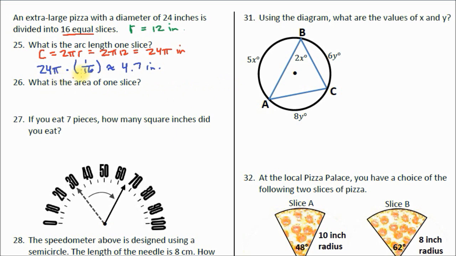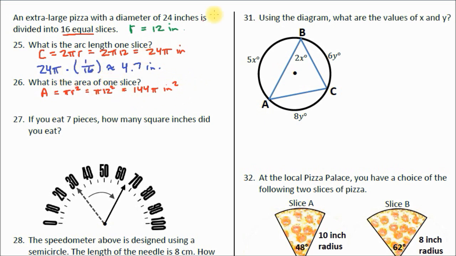Well, area, we have to find the area of the whole pizza first. So let's find the area of the whole pizza. Area is going to be pi r squared, which is pi 12 squared. 12 squared is 144. So the area is 144 pi inches squared.